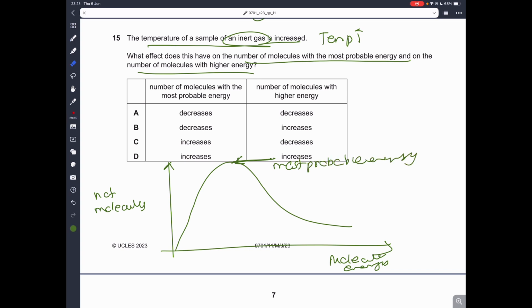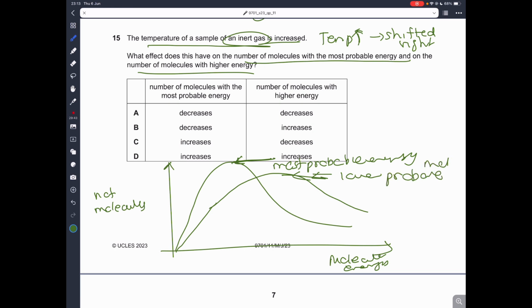And when temperature increases, what happens to the graph? The Boltzmann graph is going to be shifted to the right. You have to remember this as well. So the new graph is going to look something like this. The peak decreases, so there is a lower number of molecules at the most probable energy. However, the number of molecules with higher energy will increase.